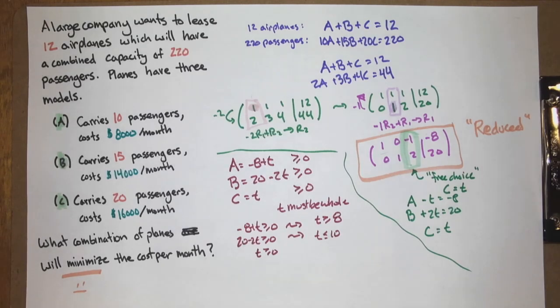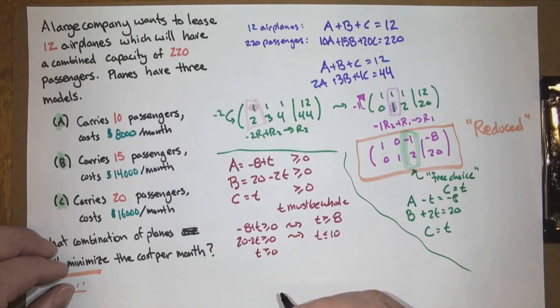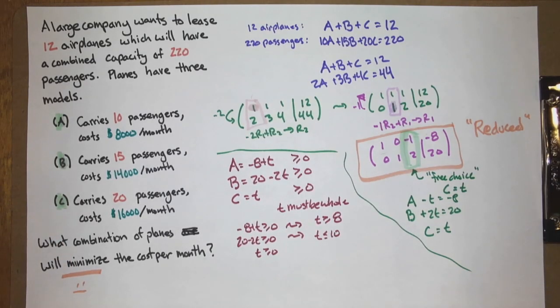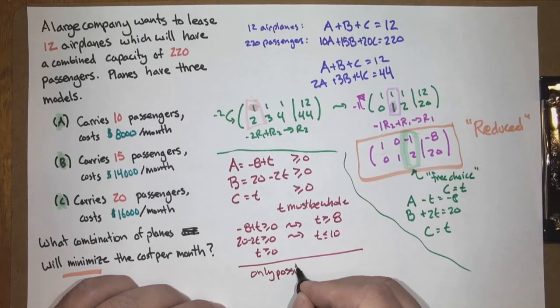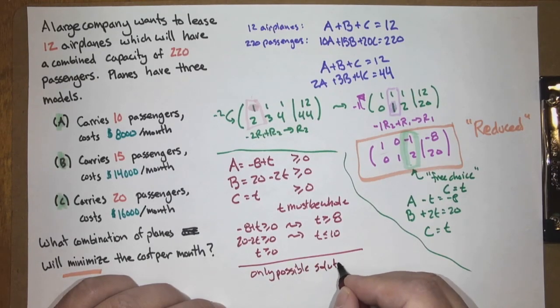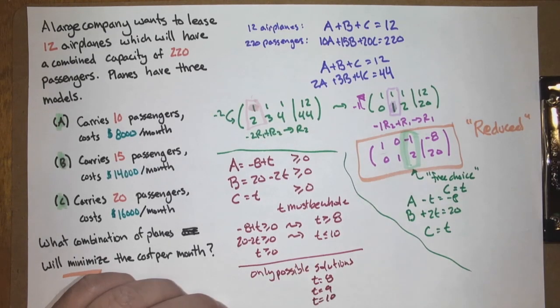So can you think of numbers which are greater than or equal to 8, less than or equal to 10, and are whole numbers? Well, 9, any others? 8 and 10. So, only possible solutions are t equals 8, t equals 9, t equals 10. Now let's talk about what each one of those means.